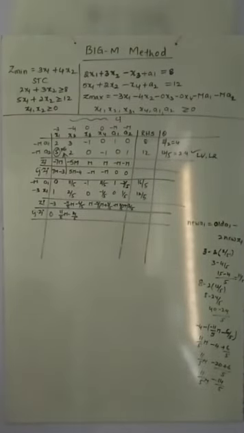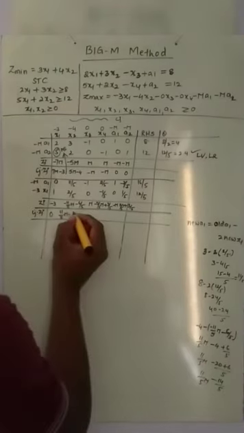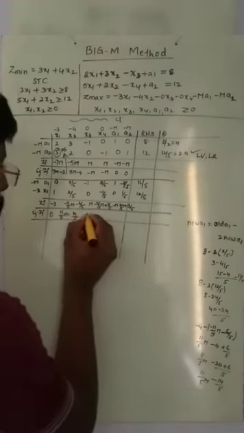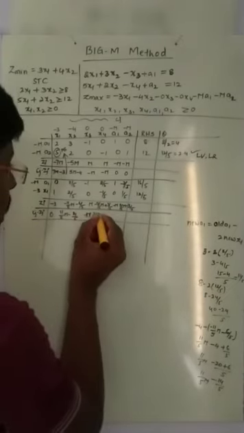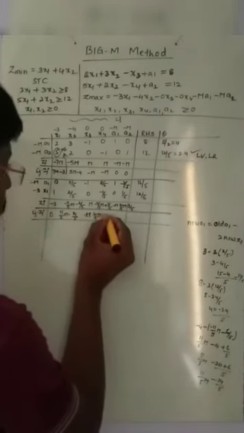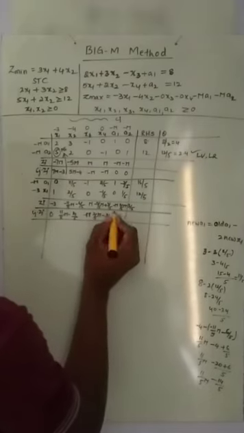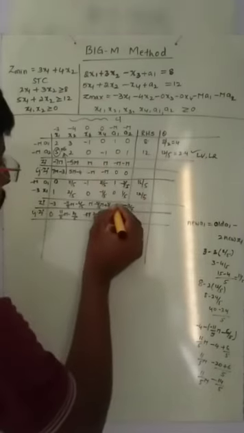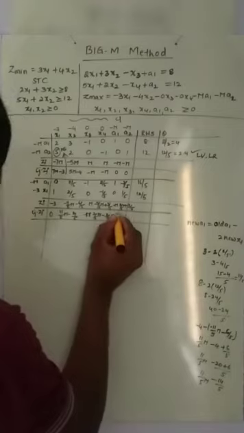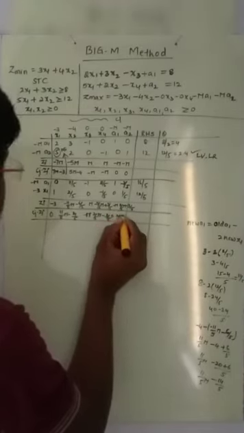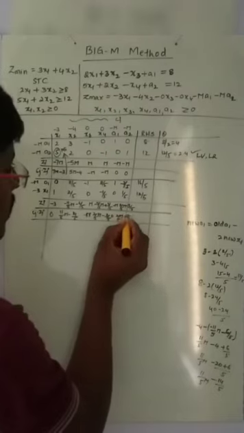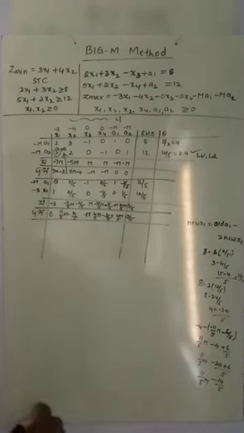The remaining things you have to calculate. I'll write directly. This becomes minus 4. This becomes 2 by 5 m minus 3 by 5, and this becomes minus m plus m, which is 0, and this value will be 2 by 5 m minus 3 by 5. So these are the Cj minus Zj values we got.